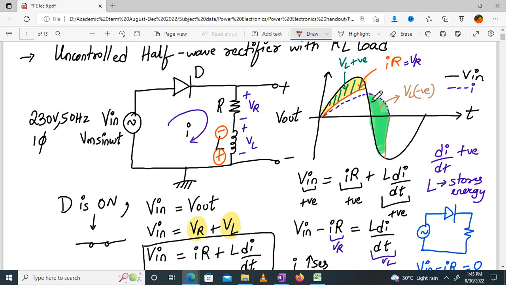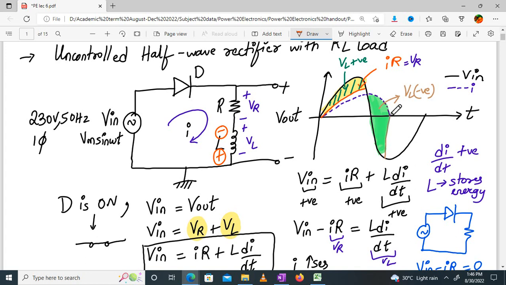So all this energy which the inductor has stored, actually this yellow portion and green area should be the same. Because the inductor can release as much energy as it has stored, right? So in reality this yellow color portion and this green color portion area will be the same mathematically. Is this understood? Yes or no?